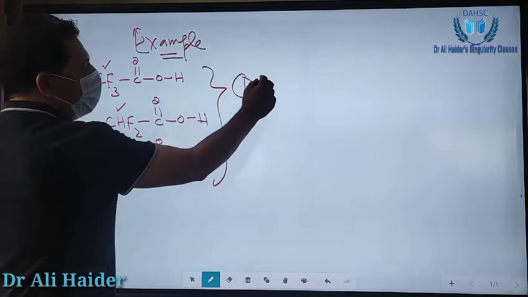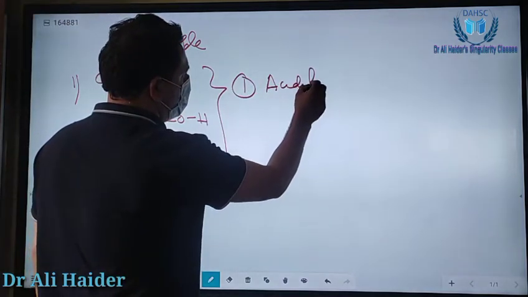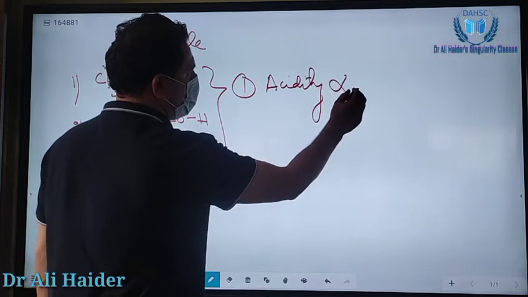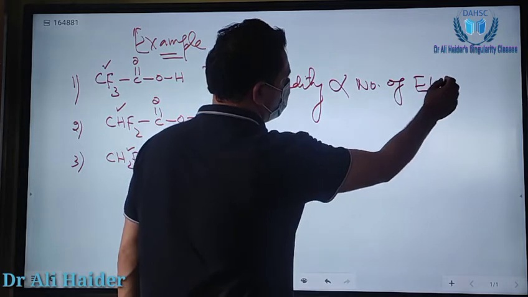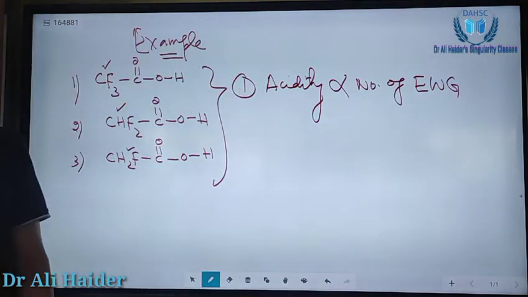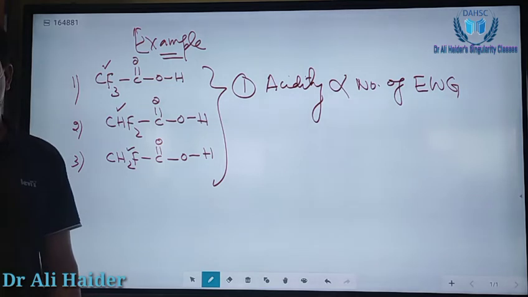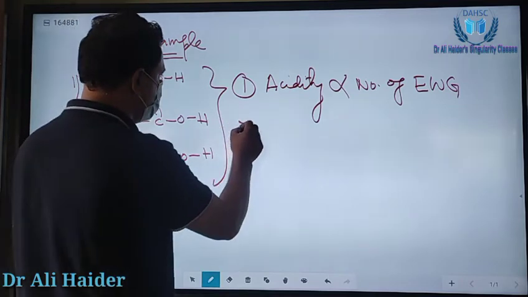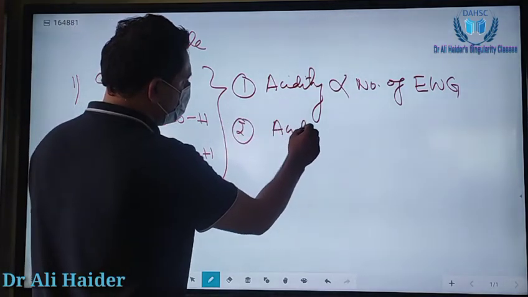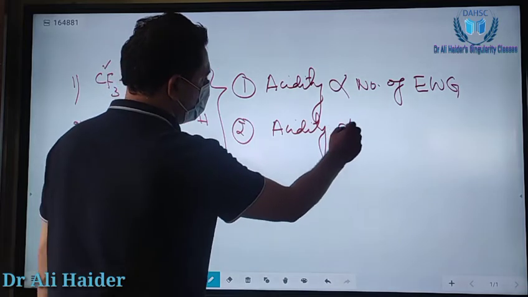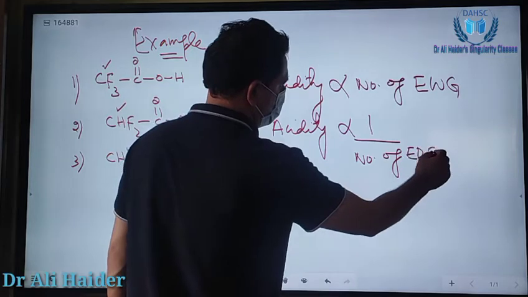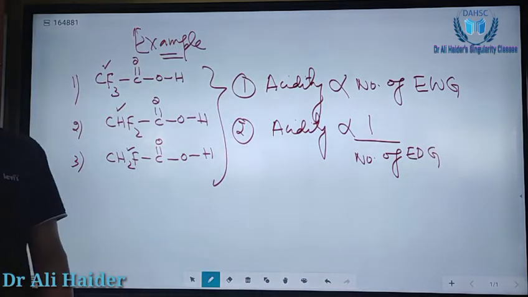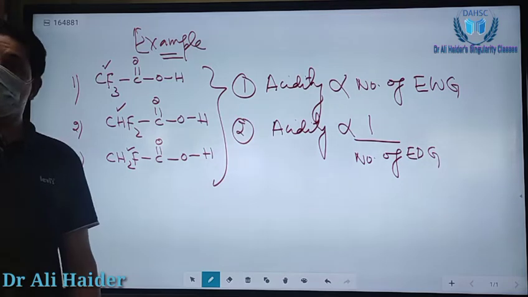First thing, acidity is directly proportional to number of electron withdrawing groups. जितने electron withdrawing group ज्यादा होंगे COOH group के attachment में, उतना वो ज्यादा acidic होगा. Second, acidity is inversely proportional to the number of electron donating groups. इसका उल्टा है, जितने electron donating groups ज्यादा होंगे उतनी acidity कम होगी.